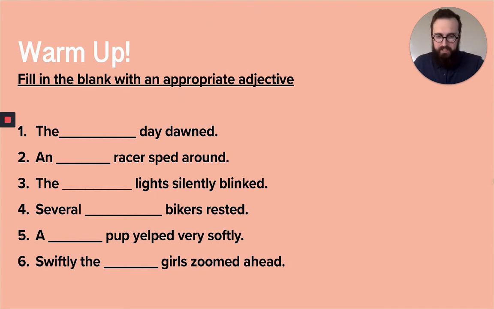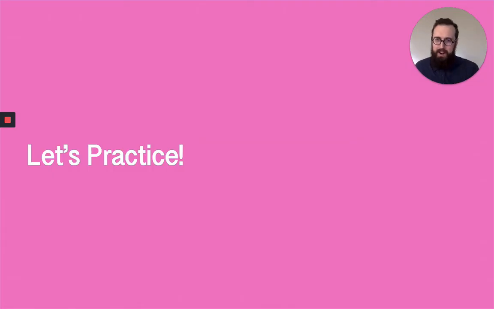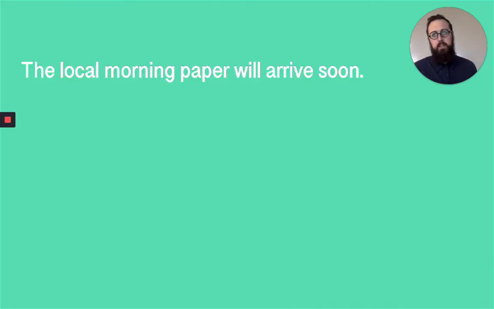Hopefully you followed along. And let's go ahead and practice analyzing and diagramming some sentences. So let's look at this first one. The local morning paper will arrive soon. So this is a sentence because it makes complete sense and expresses a complete thought. And it's a declarative sentence because it makes a statement. This sentence is about the paper.